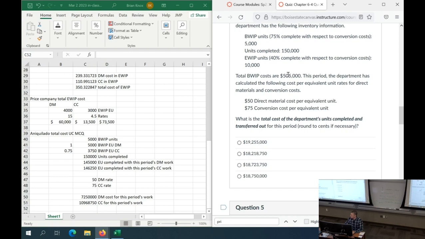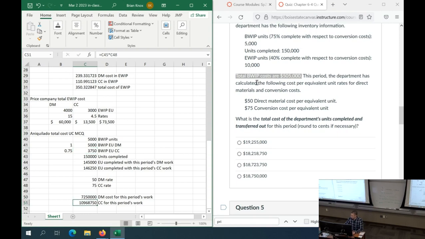And then the last step, we need to make sure we include those beginning WIP costs right here. So we figured out what this period's work was, and now we need to add in the work we did last period for these two categories, these two numbers of equivalent units. We did some direct materials work to get these 5,000 equivalent units worth of work by the end of last period, beginning of this period, and we did 3,750 equivalent units worth of work with respect to conversion costs.